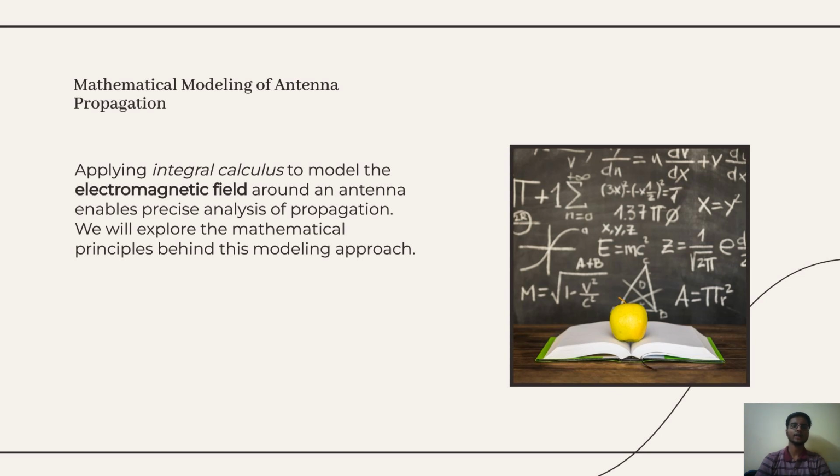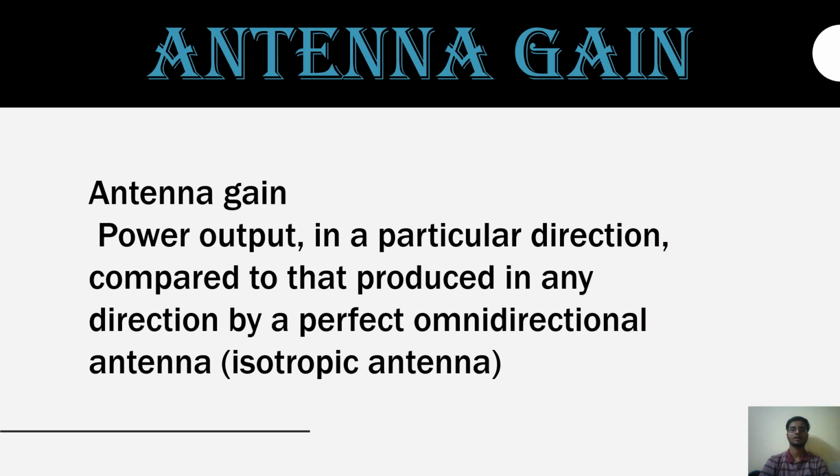Mathematical modeling of antenna propagation. Applying integral calculus to the model of the electromagnetic field around an antenna enables precise analysis of propagation. We will explore the mathematical principles behind the modeling approach. Antenna gain. Antenna gain is the power output in a particular direction compared to that produced in any direction by a perfect omnidirectional antenna.